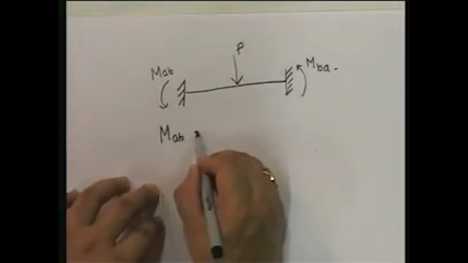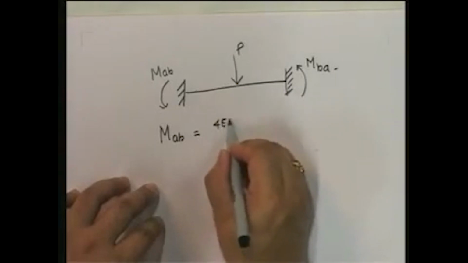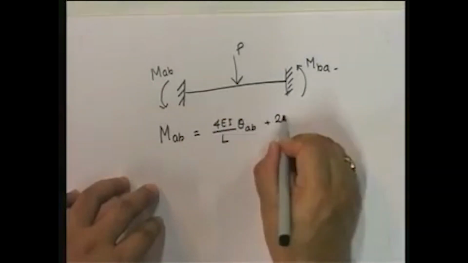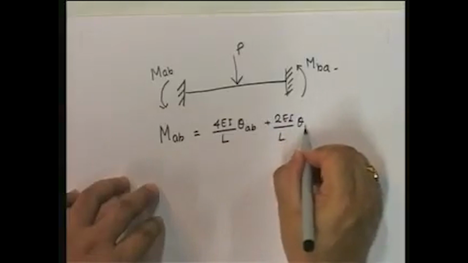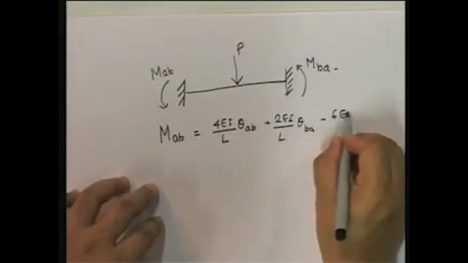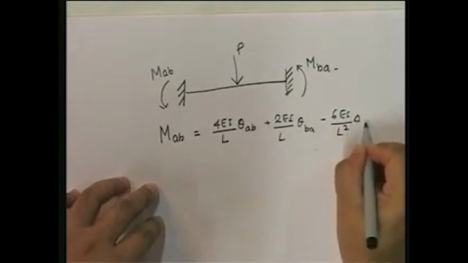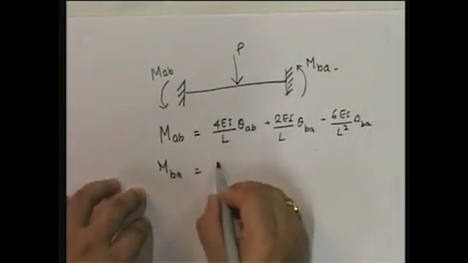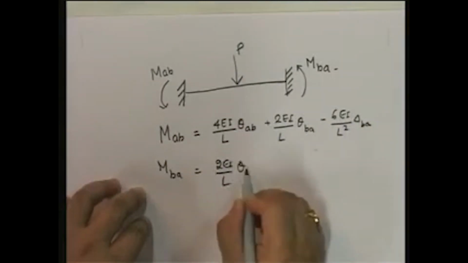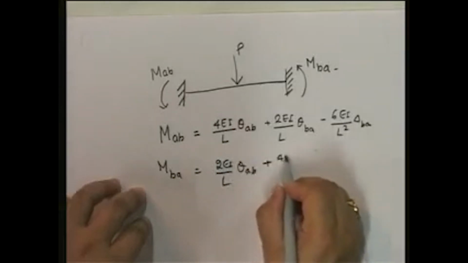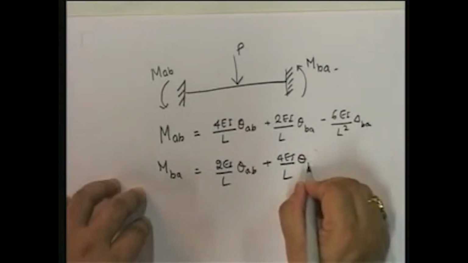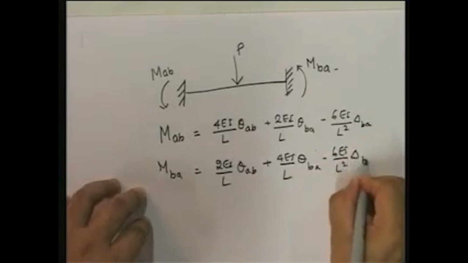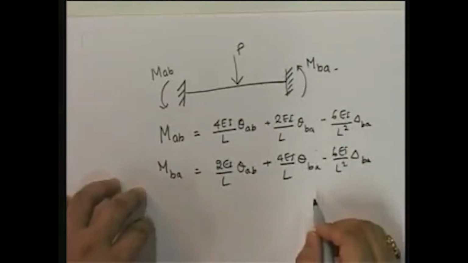M A B is equal to 4 EI by L theta A B plus 2 EI by L theta B A minus 6 EI by L squared delta B A, and M B A is equal to 2 EI by L theta A B plus 4 EI by L theta B A minus 6 EI upon L squared delta B A. These are the equations.